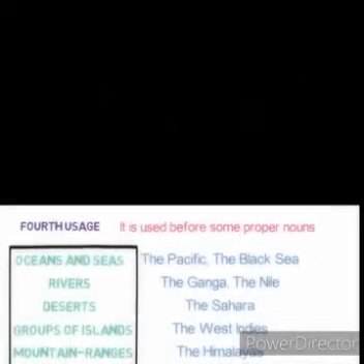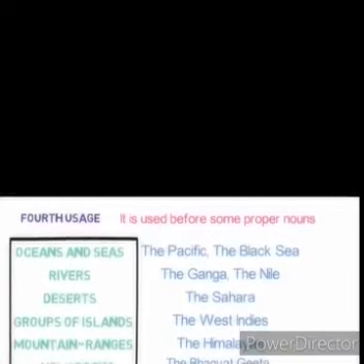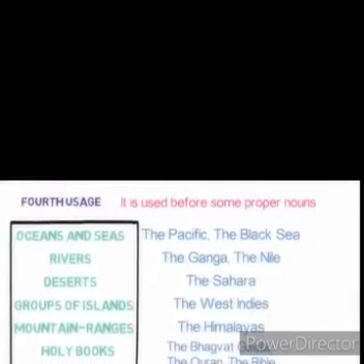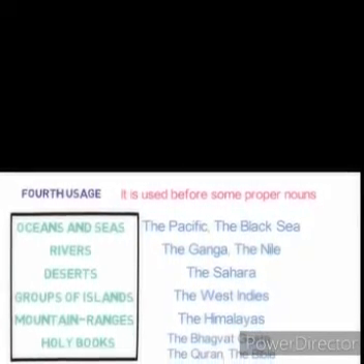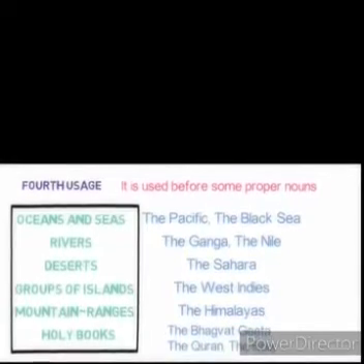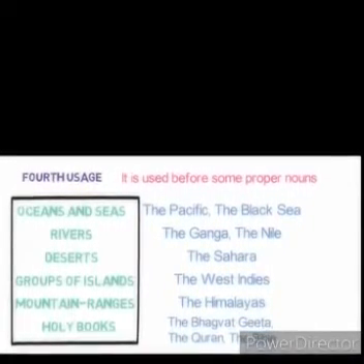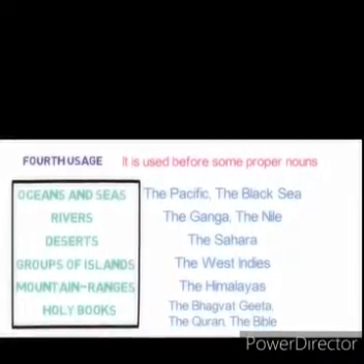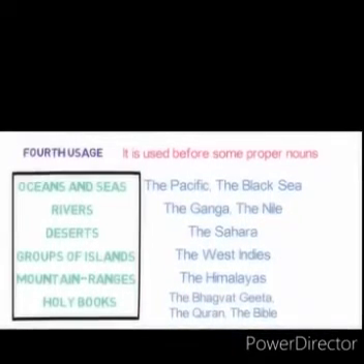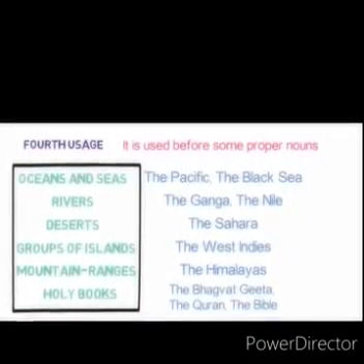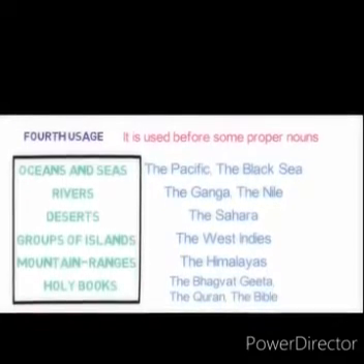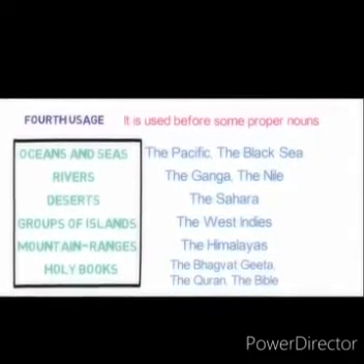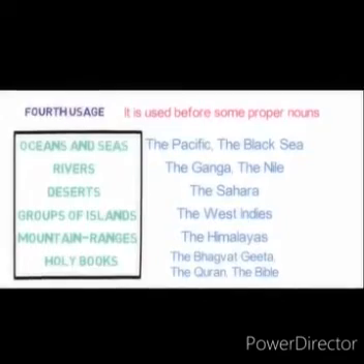Fourthly, article the is used before some proper nouns. Remember, before some. It is not used with all the proper nouns. It is only used before some proper nouns. Like names of oceans and seas, names of rivers, names of deserts, group of islands, mountain ranges, and names of holy books. So, with these proper nouns, we use article the.